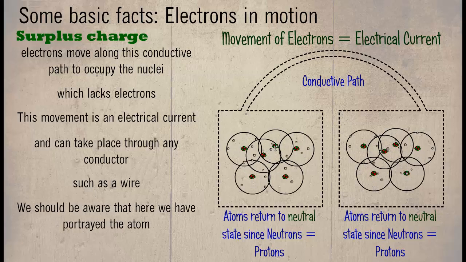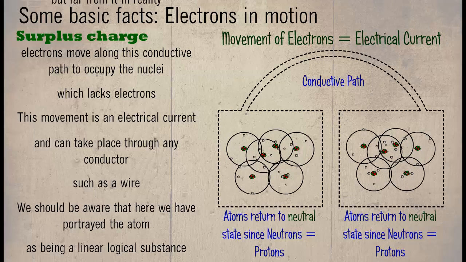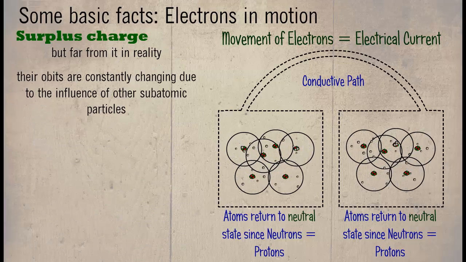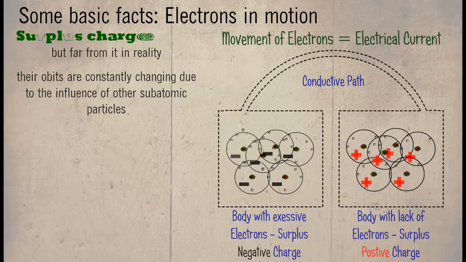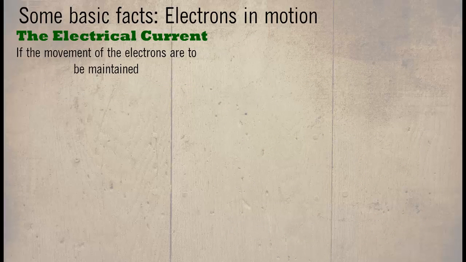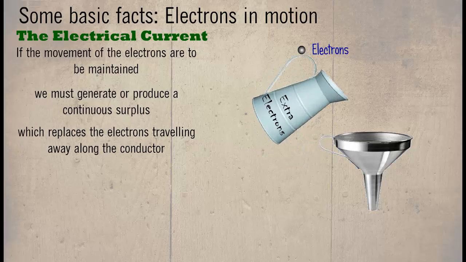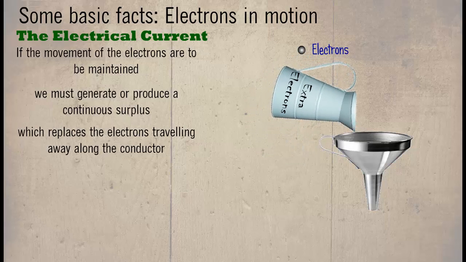We should be aware that we have portrayed the atom as being a linear, logical substance, but far from it in reality. Their orbits are constantly changing due to the influence of other subatomic particles. If the movement of electrons is to be maintained, we must generate or produce a continuous surplus, which replaces the electrons travelling away from the conductor.